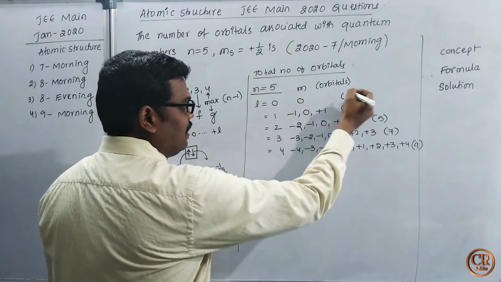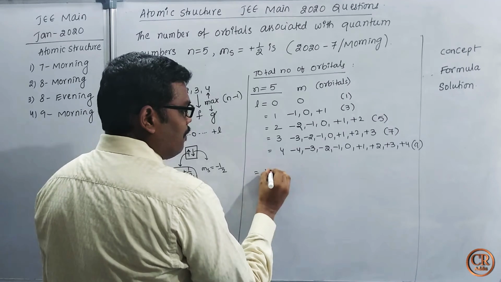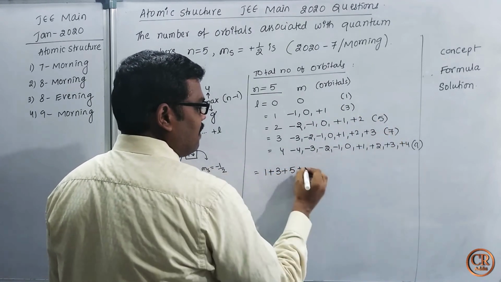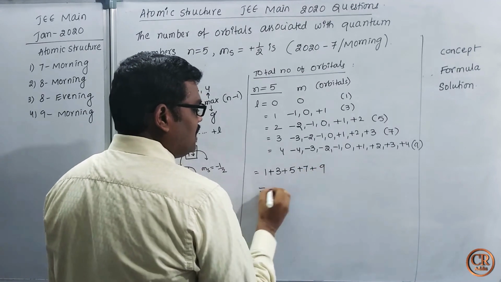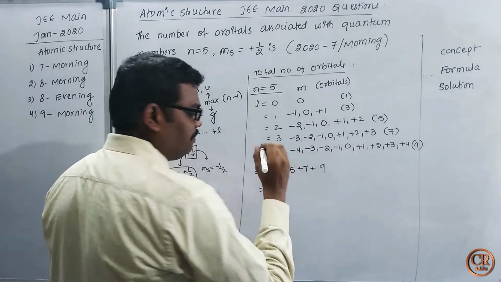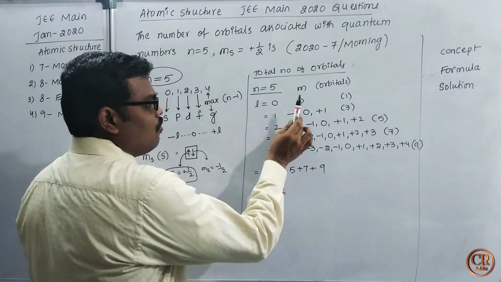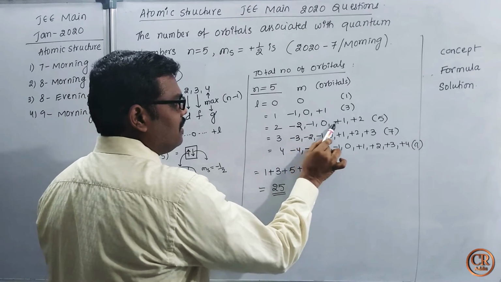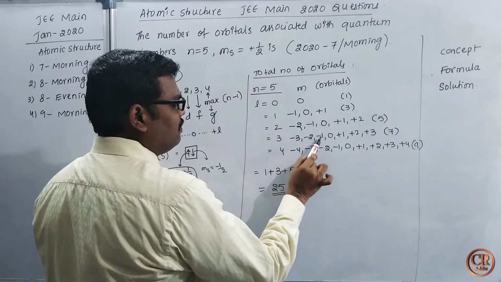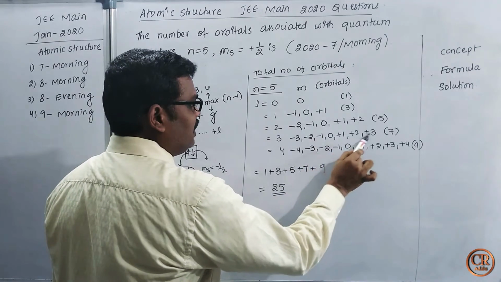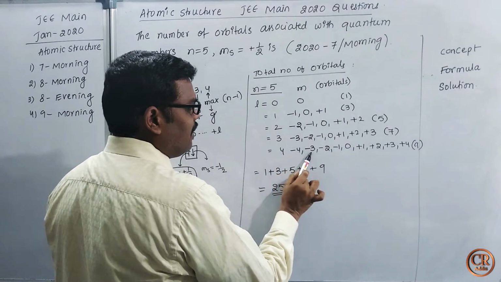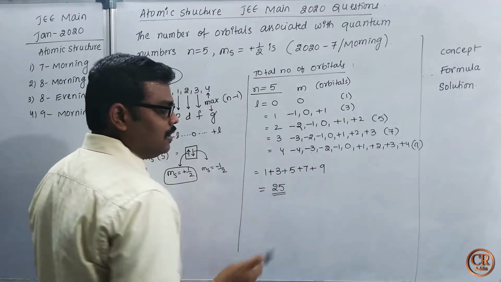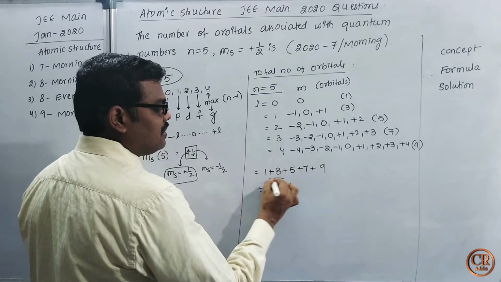So here the total number of orbitals is 1 plus, here 3 plus, here 5 plus, 7 plus 9, which is equal to 25. Otherwise we can count here 1, 2, 3, 4, 5, 6, 7, 8, 9, 10, 11, 12, 13, 14, 15, 16, 17, 18, 19, 20, 21, 22, 23, 24, 25. So here 25 orbitals are present.